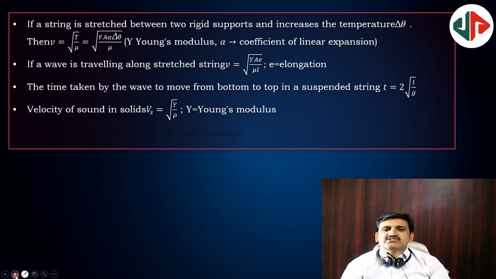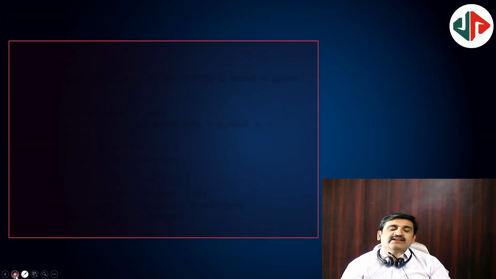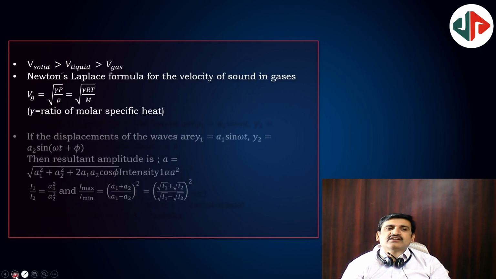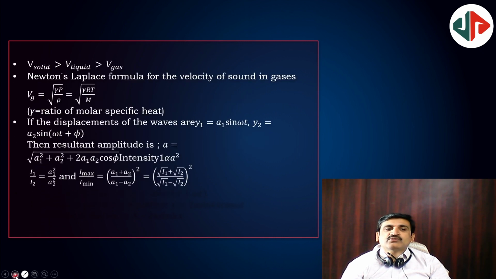Velocity of sound in solids is equal to square root of Y by rho, Young's modulus by density, and root over bulk modulus by density for liquids. For gases also, Newton assumed the same format, but it is proved wrong. So Newton-Laplace corrected the formula. That is square root of gamma P by rho, square root of gamma RT by M. This is the velocity of sound in gases.